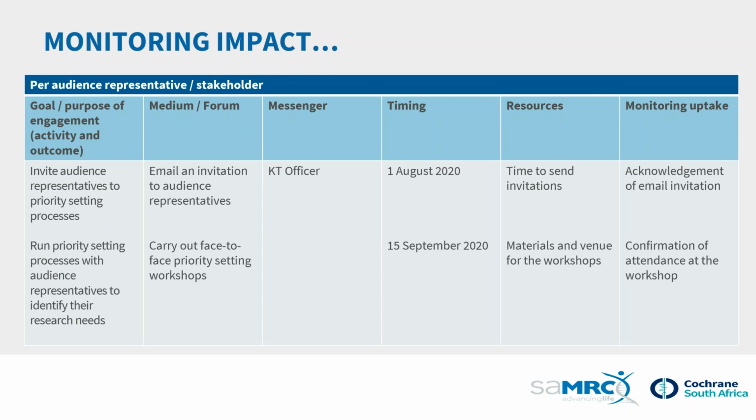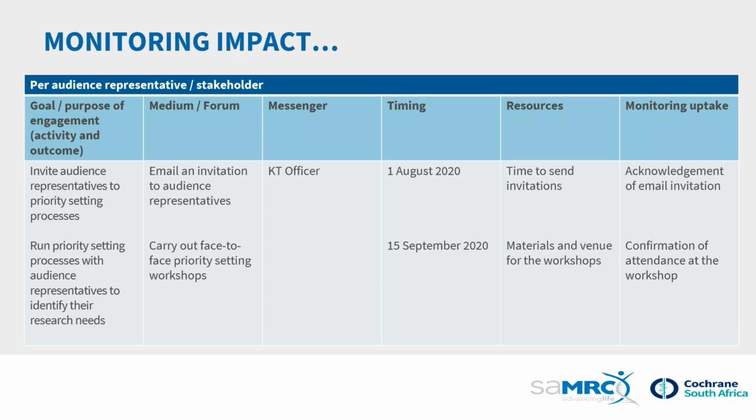So if we go back to the example about Cochrane South Africa conducting priority setting, once we have a theory of change, it may be useful to actually develop a monitoring table or a spreadsheet. And so, for example, in the monitoring table or spreadsheet, we can list our goal, which is a combination of the KT activity and the audience outcome, which is to invite audience representatives to run priority setting processes with them and to identify their research needs.